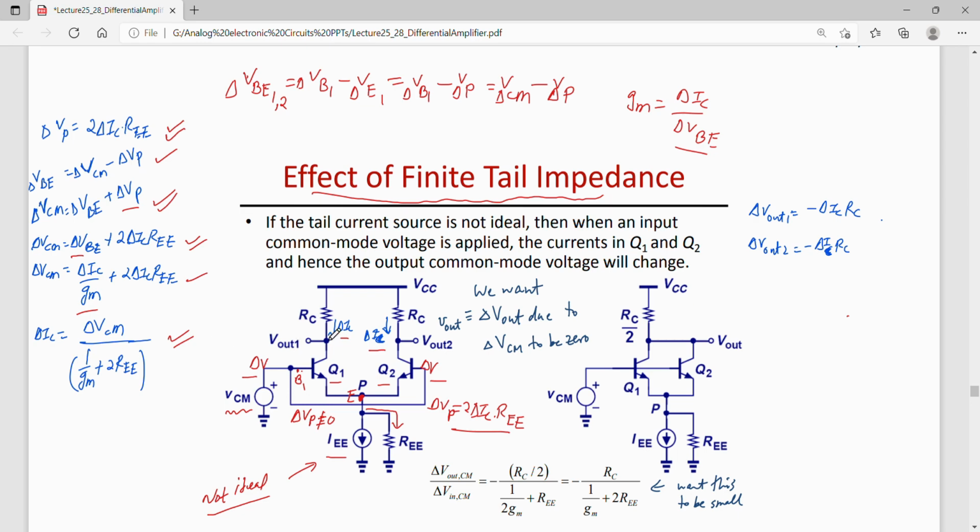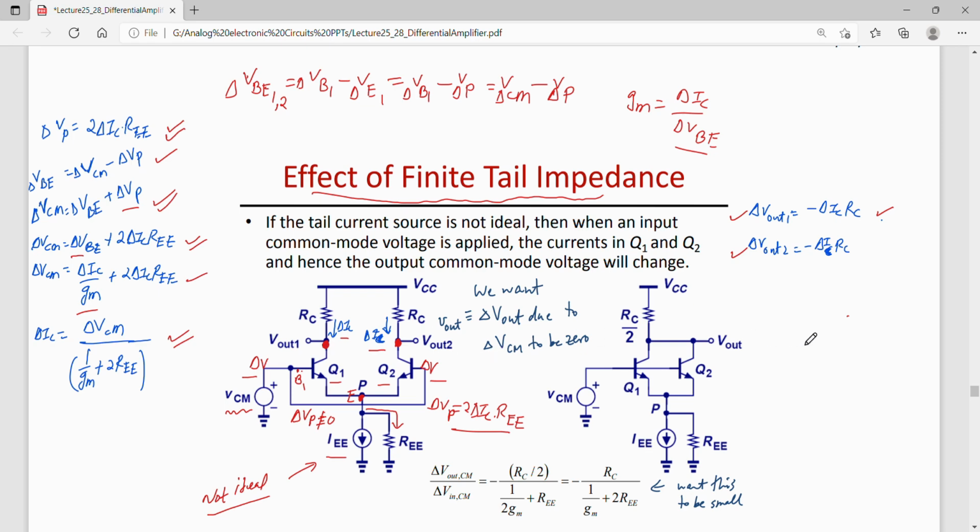Now because of this change in collector current in both these two transistors, these outputs will also change. So they will not remain fixed, they will also change by some amount. So the change in the outputs, that is delta V out 1 and delta V out 2, can be written. So delta V out 1, that is change in output voltage 1, will be equal to change in current multiplied by RC. That is minus delta IC RC. Similarly, delta V out 2 can be written, that is change in the collector current multiplied by RC.